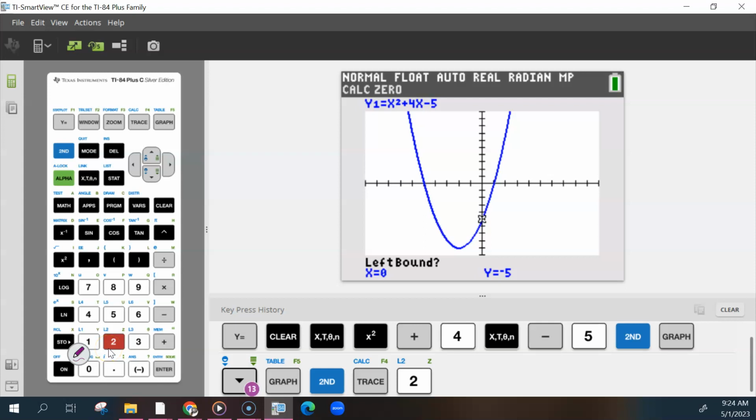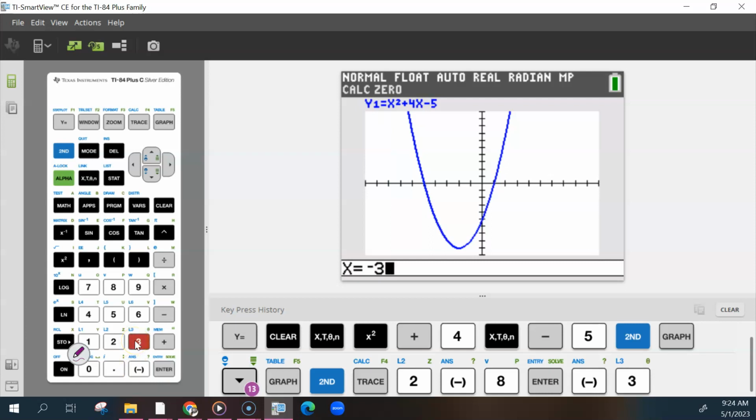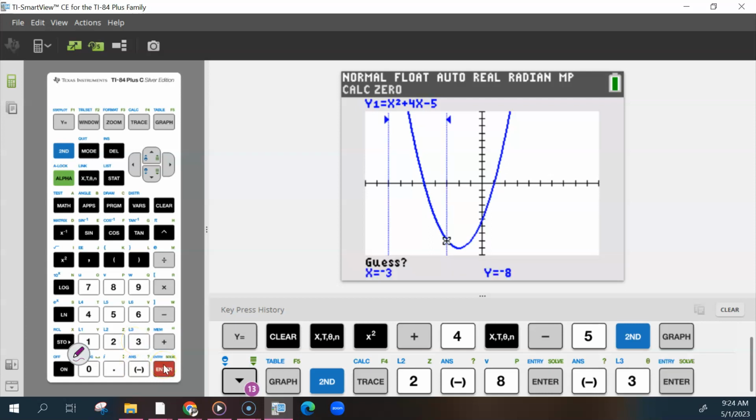I know we've done this before, but let's say I'm trying to make sure this is at -5. Pick something to the left of it, pick something to the right of it, but that doesn't go past this. Hit enter, and it'll tell you what that is.